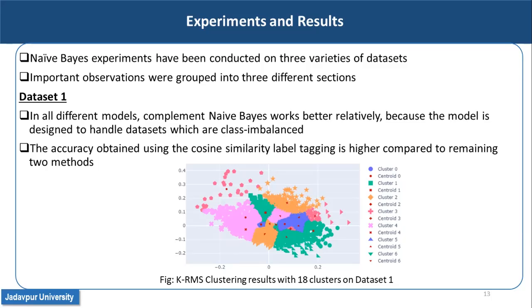designed to handle datasets which are class imbalanced. And in the accuracy obtained using the three methods of label tagging, the cosine similarity method of labeling has been found to be higher.